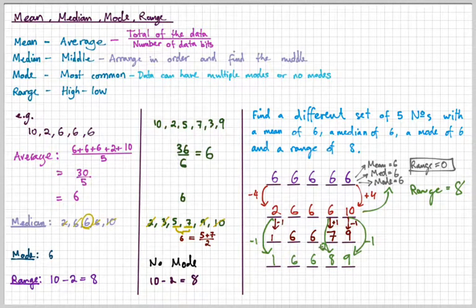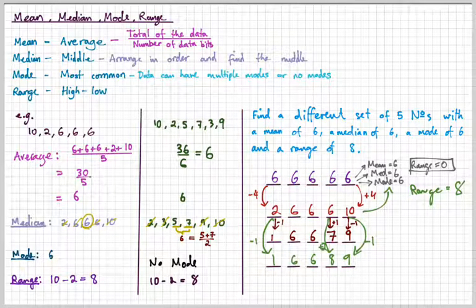1, 6, 6, 8, 9. This fits all the criteria. The total is 30, the mode is 6, the median is 6, and the range is 8. 9 take away 1 is 8. Okay, so that's kind of a method. What I've done there is I've just played around with some of the numbers.